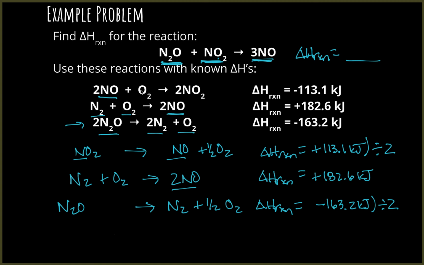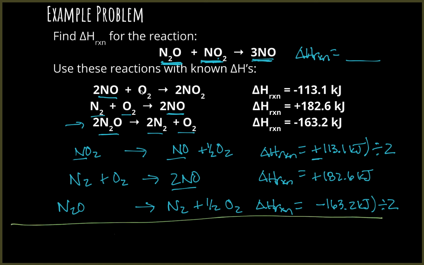Okay, so my overall changes that I made here is I divided this first one by 2, but I also flipped it, and I already took care of that. Second one, I left the way it was. Third one, I divided by 2, but I left it in the direction that it originally was. So now I can add all of these up.